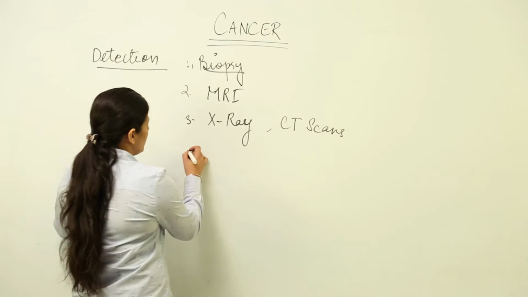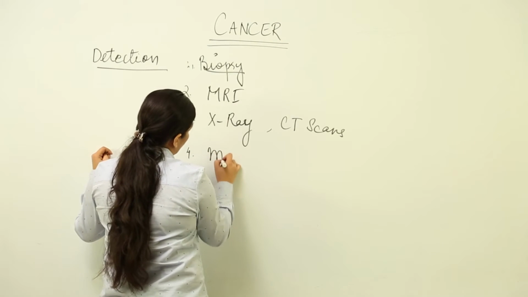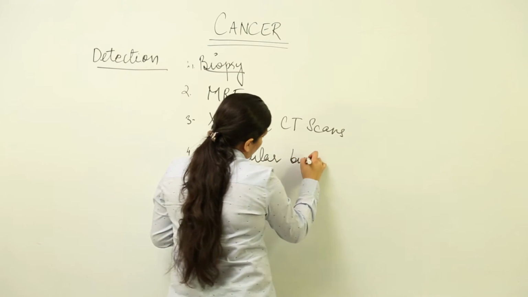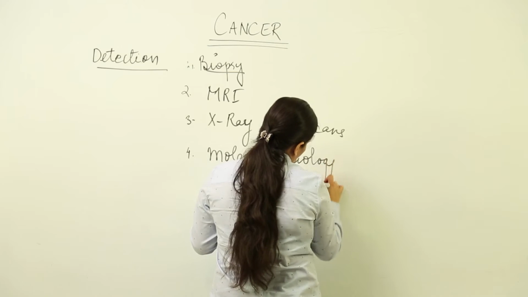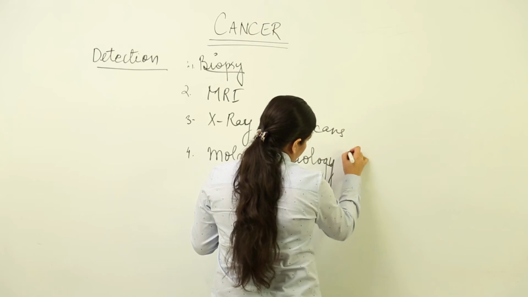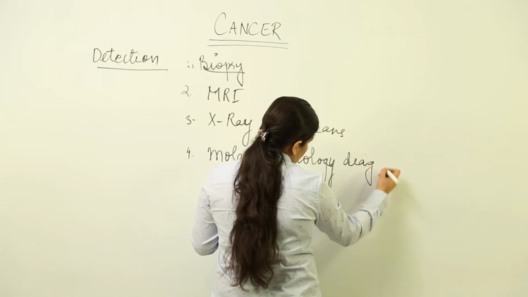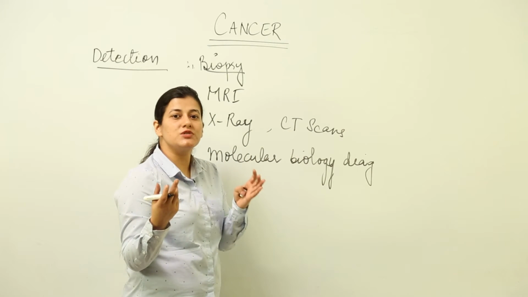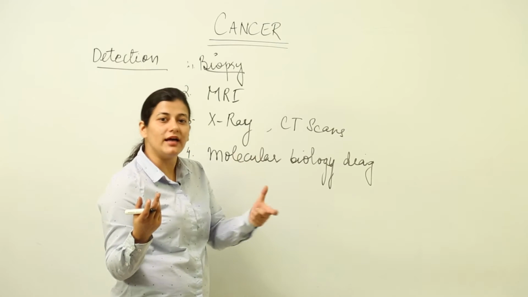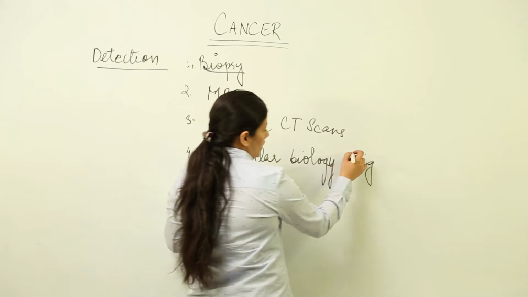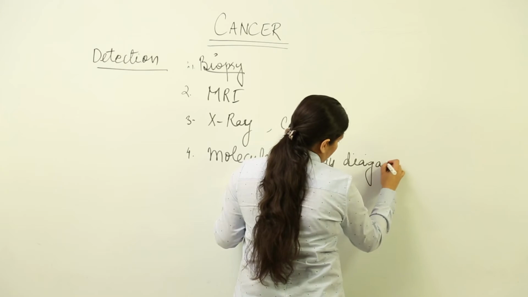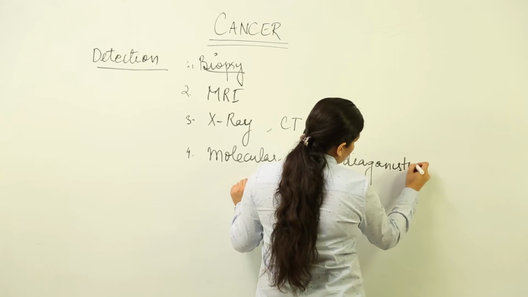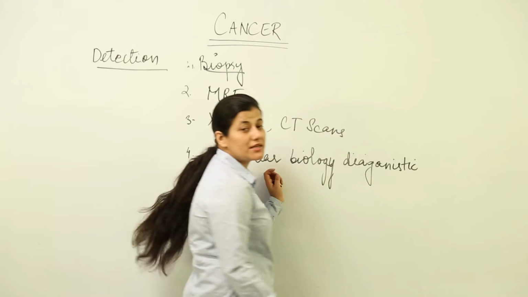Apart from this, we are nowadays having molecular biology diagnostics as well. Now, this molecular biology diagnostic includes kits like ELISA, where you check which antigen is present inside the body by providing the antibodies. So antibodies in molecular biology diagnostic techniques are used to see if the antigen is present inside the body.